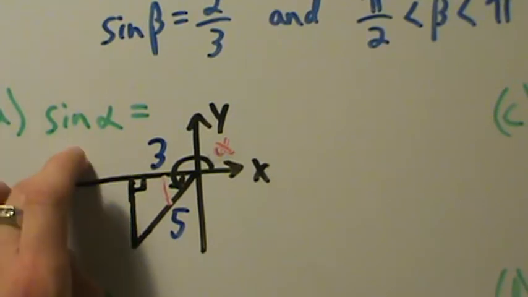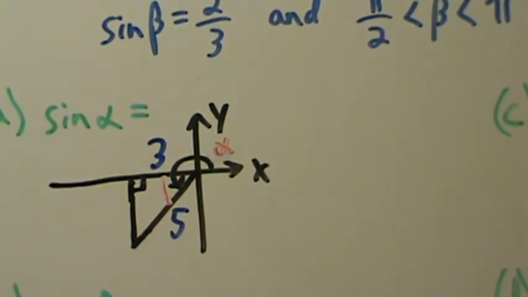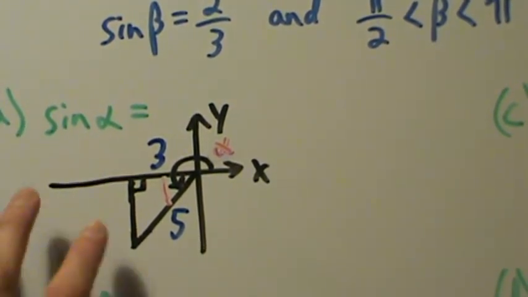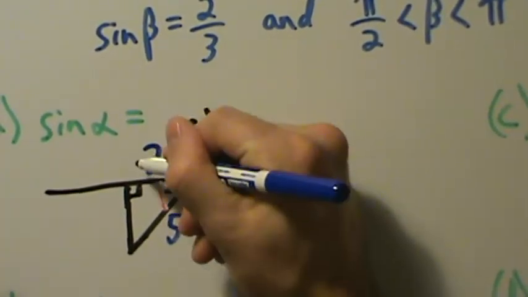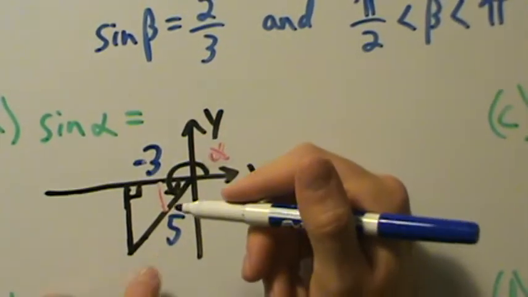It's not going to be this bad with just sines and cosines, but it could be kind of tricky if you have more complicated things happening. So what we're going to do instead is label this with a -3. And this is going to stay a +5.